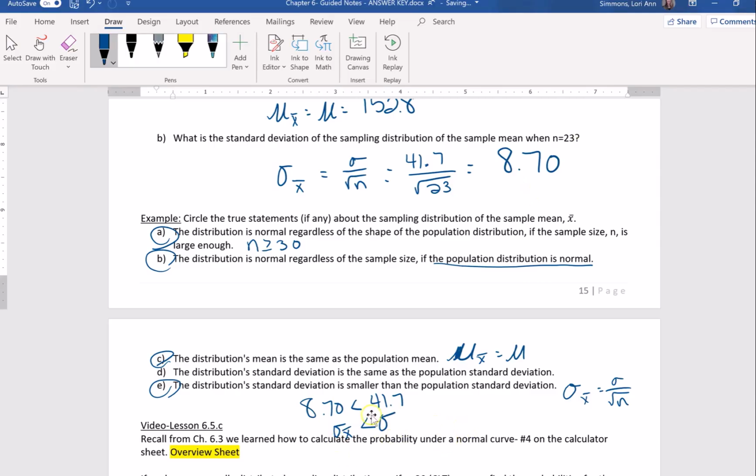So if this was confusing, don't worry about it. Just know that the distribution's standard deviation is smaller than the population standard deviation. This is smaller than the population. This is sample. This is population. So the sample is smaller than the population.